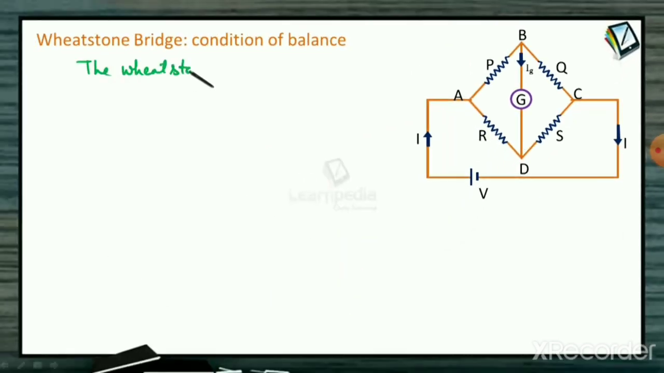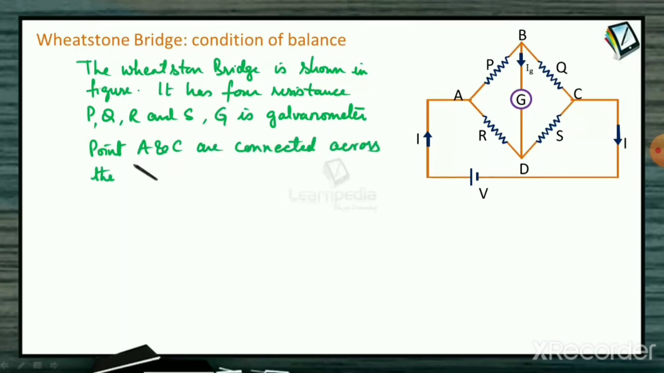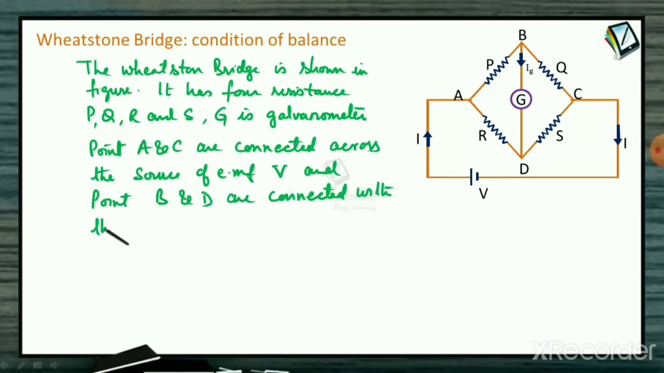The Wheatstone bridge is shown in the figure. It has 4 resistances P, Q, R and S. G is the galvanometer. Points A and C are connected across the source of EMF V, and points B and D are connected with the galvanometer with resistance G as shown in this figure.